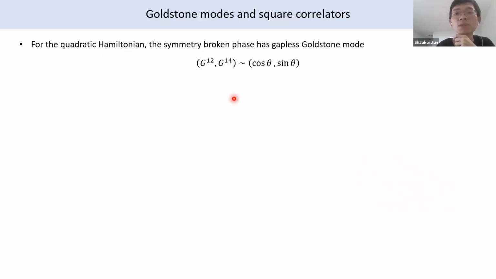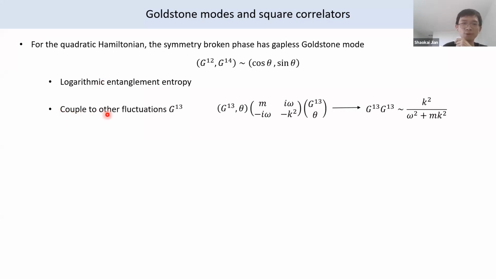Okay, so the last consequence I will talk about is the Goldstone mode. For a quadratic Hamiltonian, we know the symmetry is continuous. So the symmetry broken phase has a gapless Goldstone mode, and we call the vector θ the relative rotation. One consequence of the Goldstone mode is, of course, the logarithmic entanglement entropy. The other consequence is that it couples to other fluctuations. So it couples to G13, for example. G13 is a correlation function of fermions between 1 and 3. And this is the coupling between G13 and the Goldstone mode.